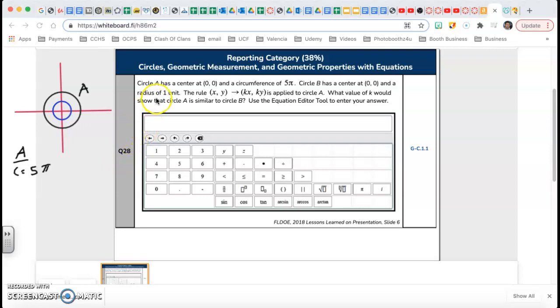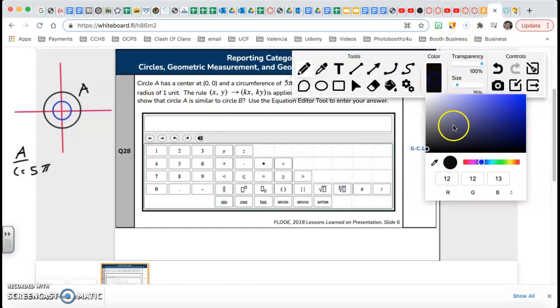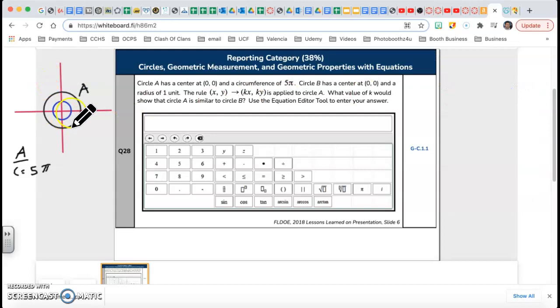Question 28. Circle A has a center at 0, 0 and a circumference of 5 pi. So I put my coordinate plane 0, 0. I have my black circle, which I'm going to call circle A, and they're saying that my circumference is 5 pi, which I have here on the bottom left. Circle B has a center at 0, 0 and a radius of 1 unit. So I'm putting a circle B here. This will be the blue one. And in this case, they're saying that it has a radius of 1 unit.